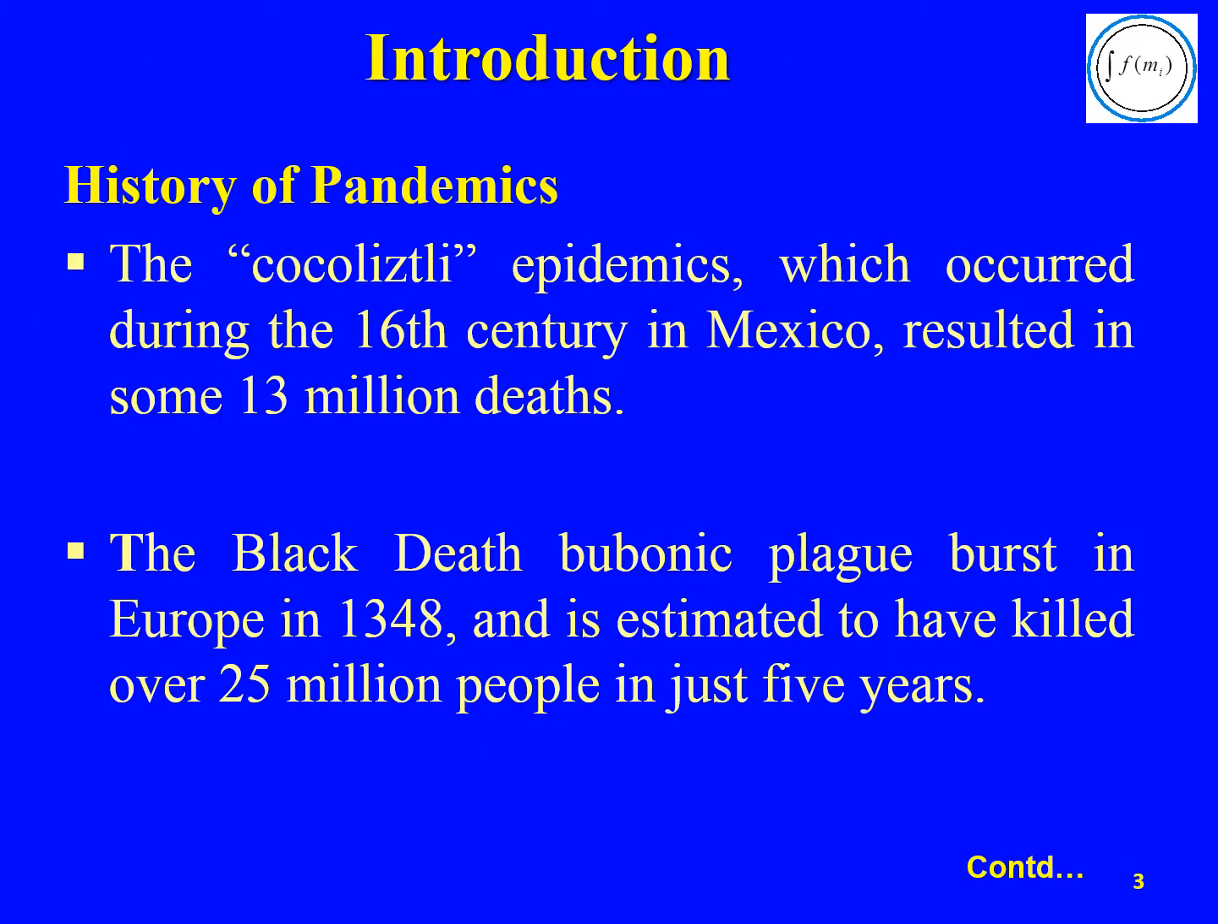First, we'll look at the brief history of global pandemics. The Coco-Leachlie epidemics, which occurred during the 16th century in Mexico. As a result, we lost 13 million human lives. The Black Death bubonic plague originated from China, spread to Europe and the Middle East in 1348. As a result, we lost 25 million human lives in just 5 years' time.